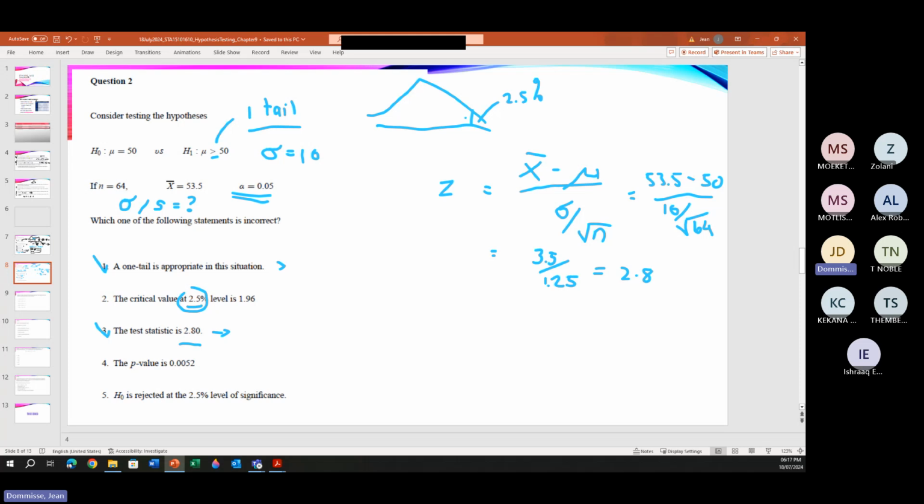2.5%. So if we look at what is on the left-hand side, that is 97.5%. Okay, so that is going to be our critical value that we're going to look at. Critical value, they said, there's for 2.5. So we're going to look for the 97.5.